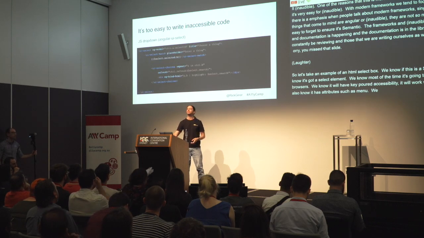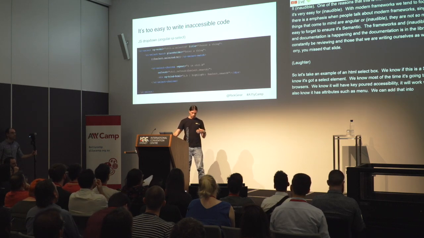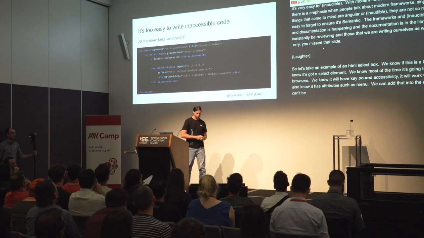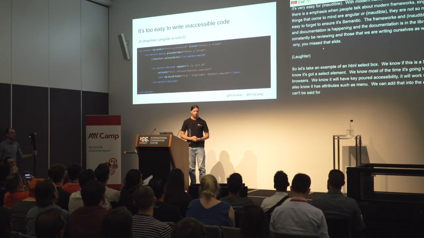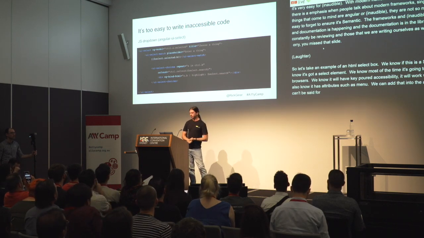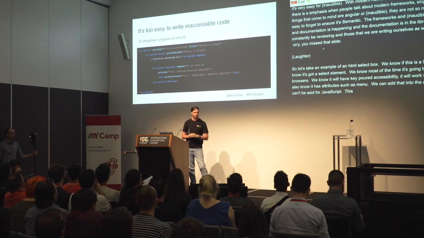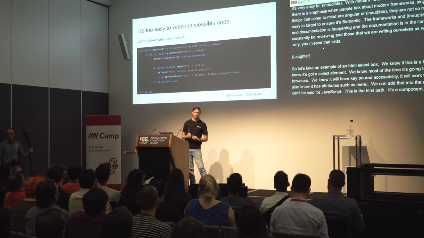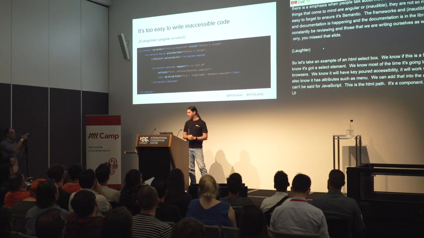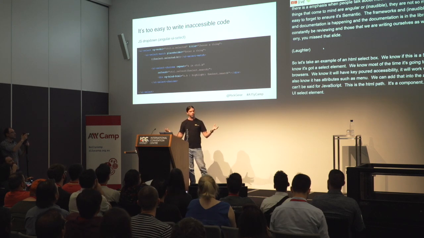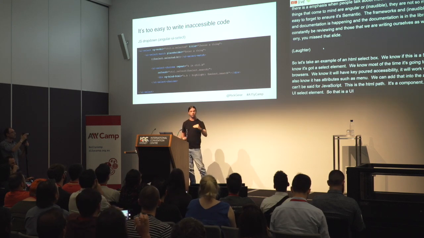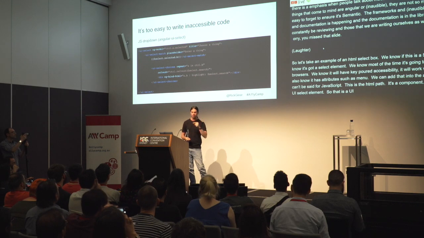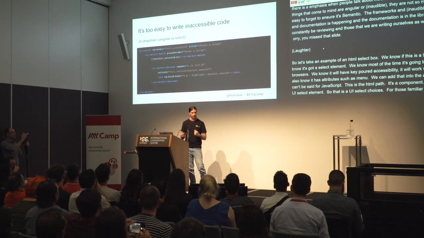But the same can't be said for JavaScript. This is of course not JavaScript, it is the HTML part, but it's a component. It's Angular UI select. There is a UI select element. Nested inside that is a UI select match. Inside that is a UI select choices. And inside that is a div. For those familiar with HTML, the div is the part that we know, right? We know how a div should behave, but all the rest are abstractions. We're not sure what's actually going to happen there.